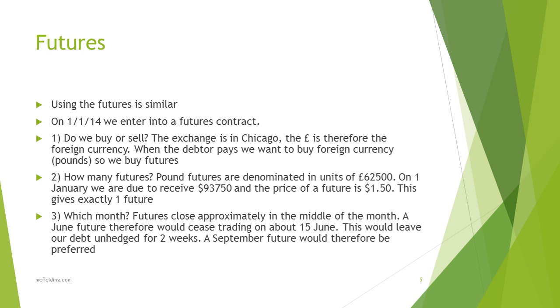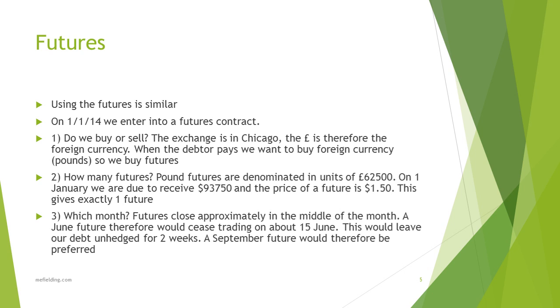Right, the second question is, do you want a June future? Well, what happens is, it says on the slide that these things close somewhere around the middle of the month. As far as the Chicago exchange is concerned, I think they actually close on something like the third Wednesday of every month. That's going to give you 2 months. That's going to give you 2 weeks unhedged.